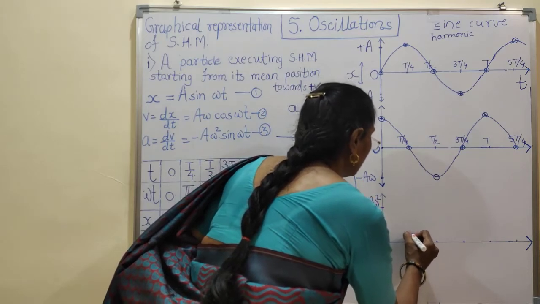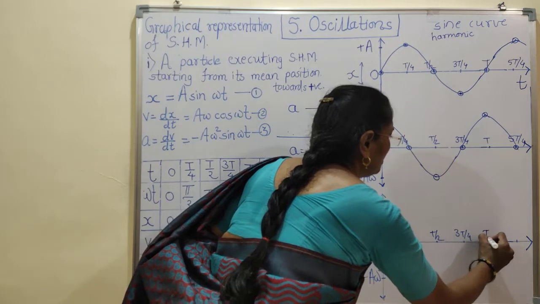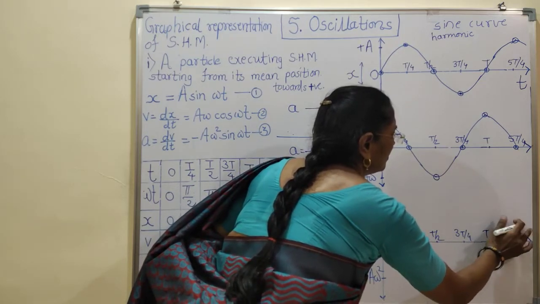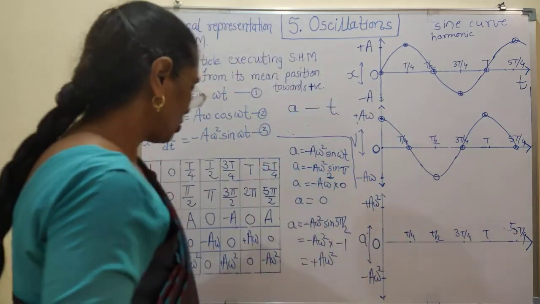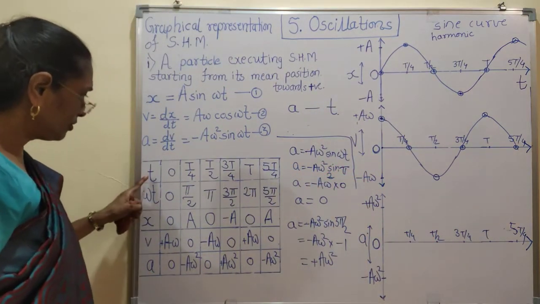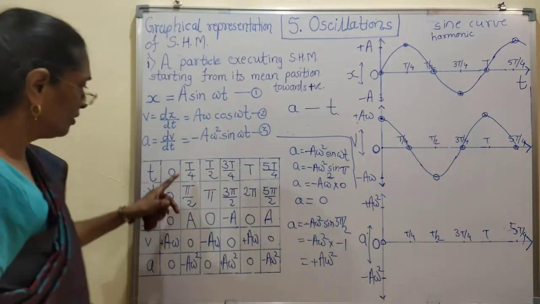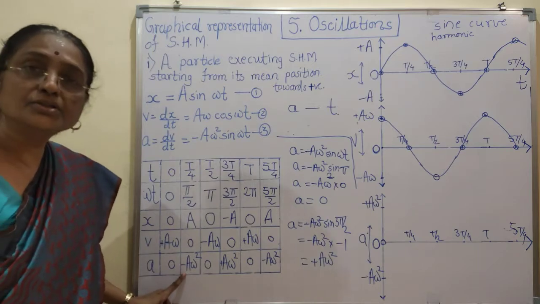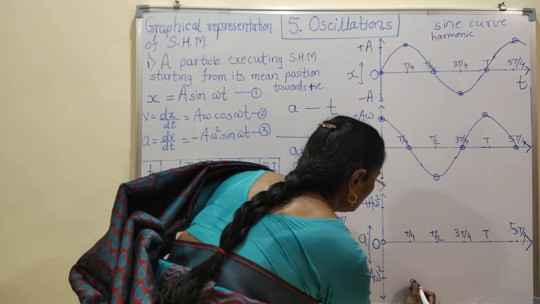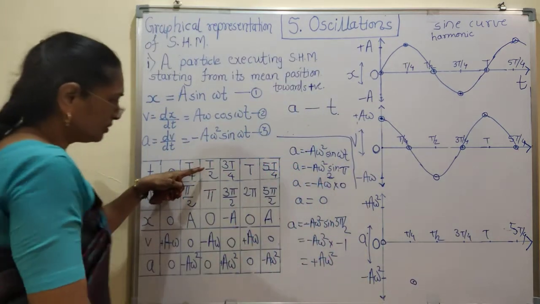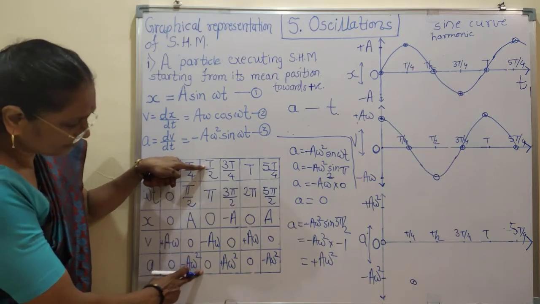The t values are again T by 4, T by 2, 3T by 4, T, 5T by 4. Now plotting can be done here. For t equal to 0, a is 0. For t equal to T by 4, it is negative maximum, so the point is here. For t equal to T by 2, the acceleration value is again 0.